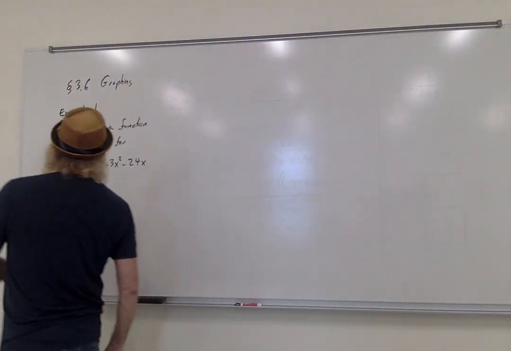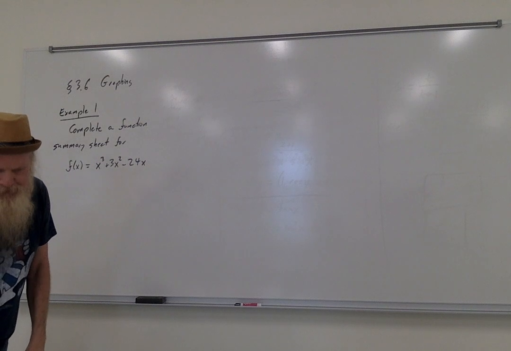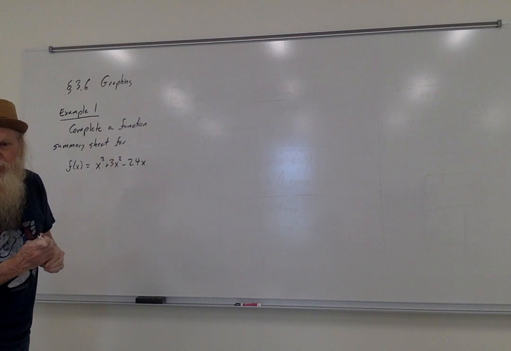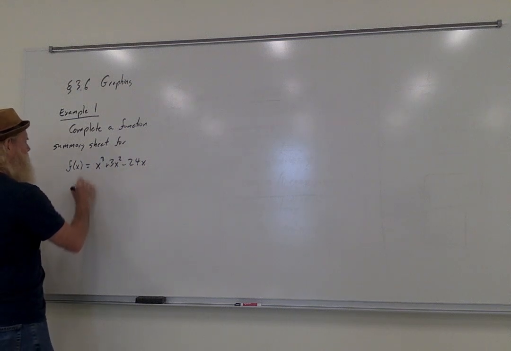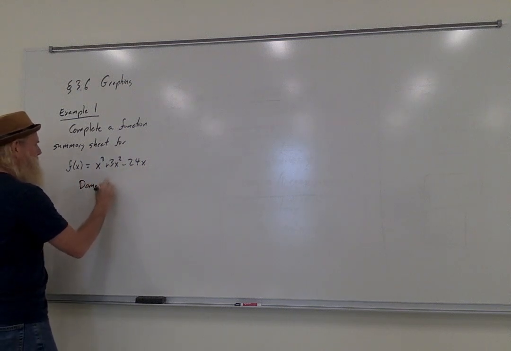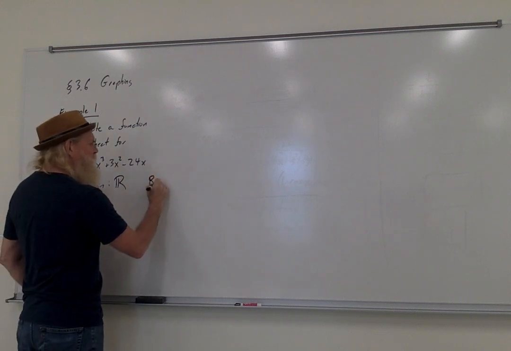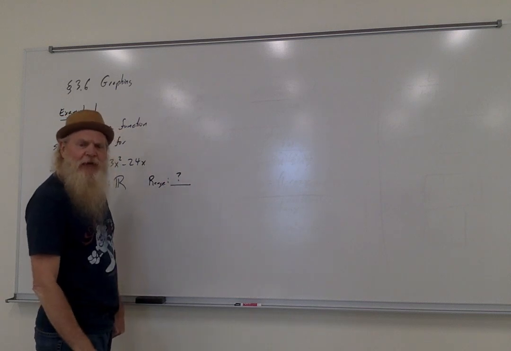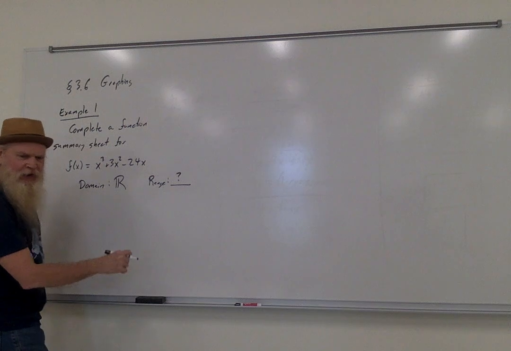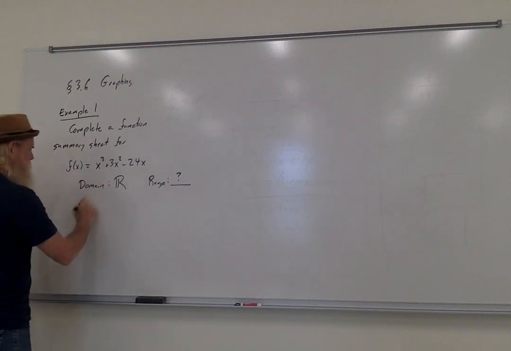So for our first example, let's see if we can complete a function summary sheet for the function x cubed plus 3x squared minus 24x. To begin with, since this is a polynomial, we know that the domain is all real numbers. As for the range, let's leave that blank for a minute and come back to it. Now, since f is a polynomial, it doesn't have any asymptotes or holes.